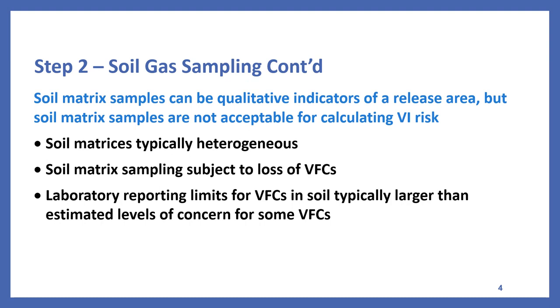Soil matrix sampling is subject to loss of volatiles, and the standard reporting limits for vapor-forming chemicals in soil, 5 micrograms per kilogram, are typically greater than estimated levels of concern for some vapor-forming chemicals. Soil matrix samples can be qualitative indicators of a release area, but are not acceptable for calculating vapor intrusion risk.